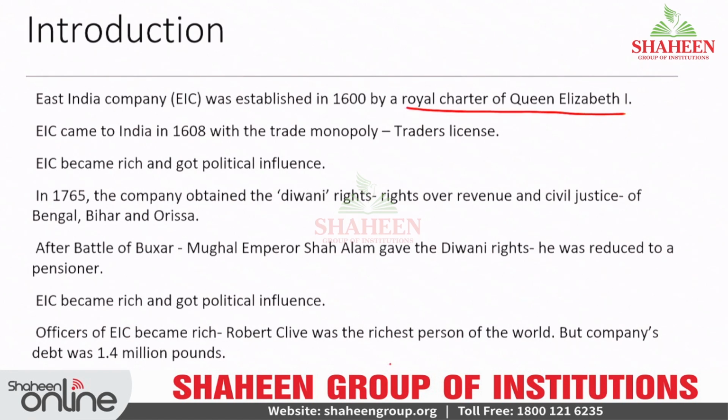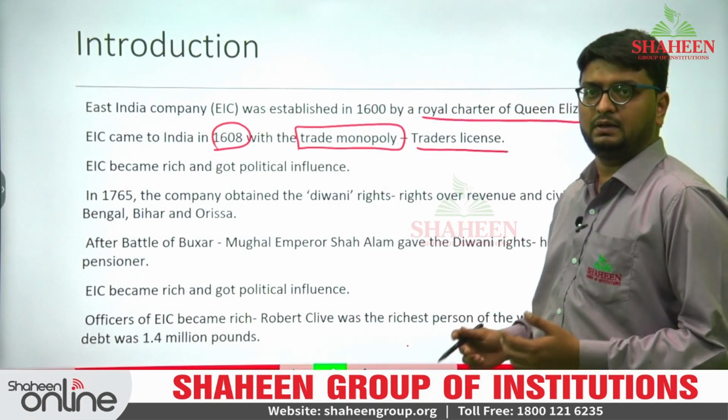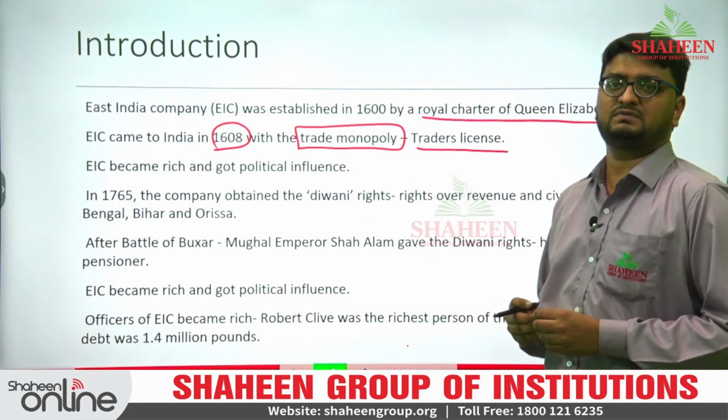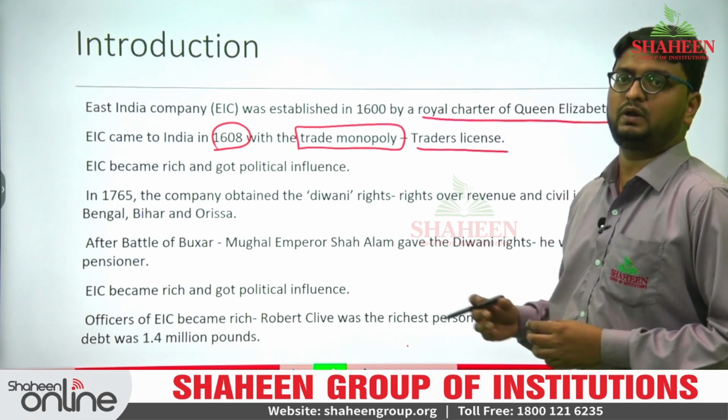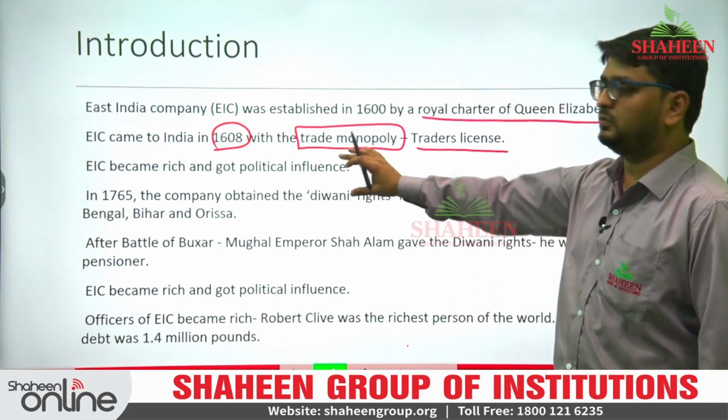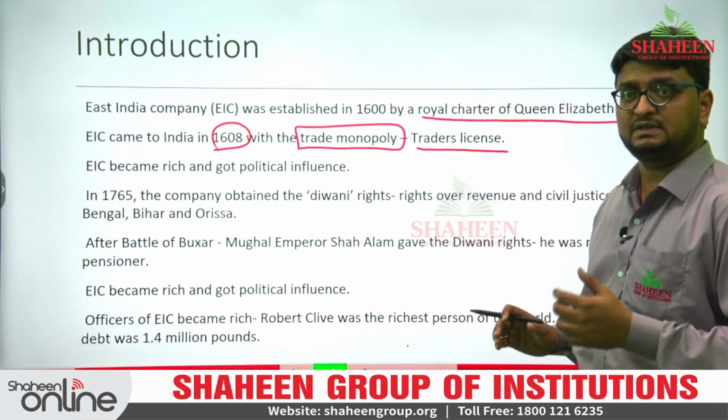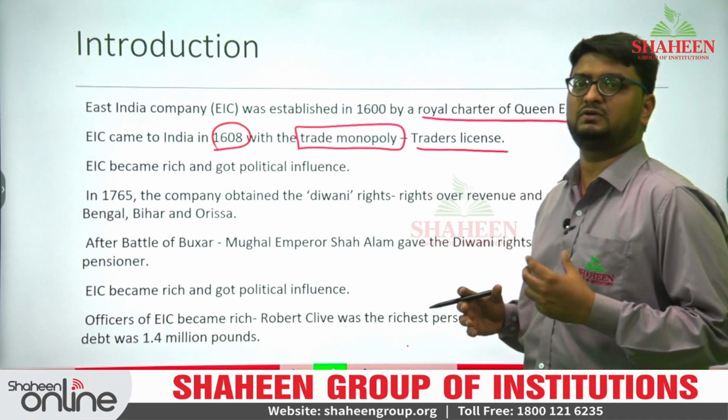Then it came to India in 1608 with a trade monopoly, which is a trader's license. This trade monopoly is a very important aspect. Why? Because the East India Company could do trade in India. That was the only company sent by the British government to do trade here. So it had the trade monopoly. That was the very important aspect which made it so rich.